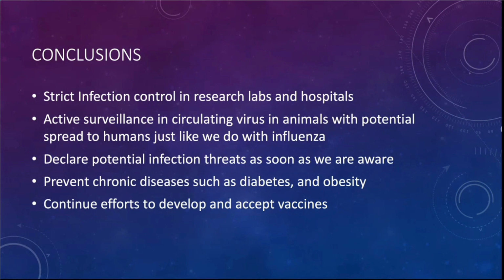We need to declare potential infection threats as soon as we are aware. And we also need to do a better job preventing chronic diseases such as diabetes and obesity and others that can cause complications from infections. And we need to continue our efforts to develop vaccines, but also accept vaccines that we already have, because we do not need the re-emerging of other viruses on top of a possible pandemic virus coming.